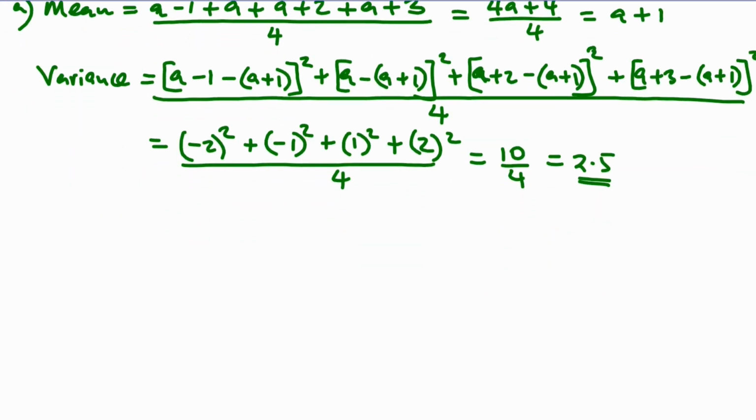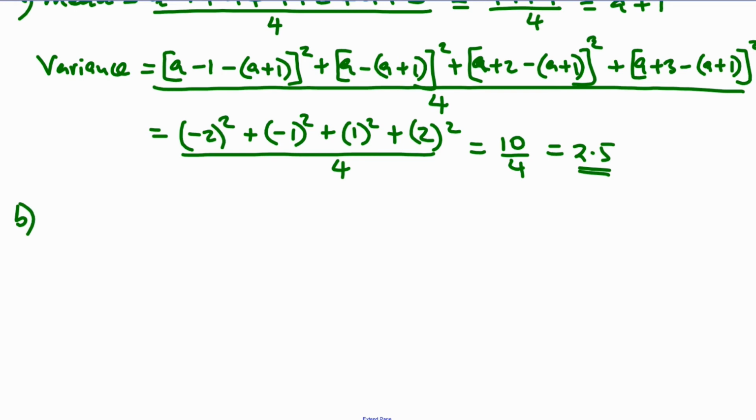So part B of this question is to find, when each number in the set is now decreased by 3, so you have a constant number that has been subtracted from each of the numbers, the mean and the variance of the new set in terms of A. So we know that when each of the data is decreased by 3, then the mean will also decrease by 3. So the new mean will be equal to the original mean, which is A plus 1 minus 3, which will just be A minus 2.